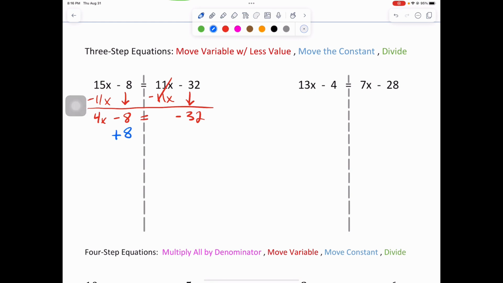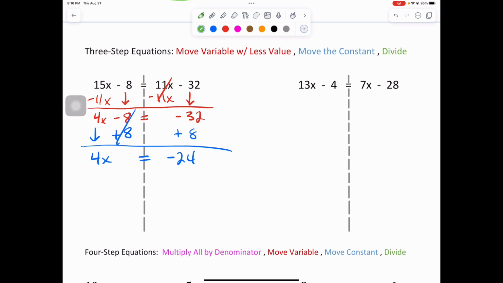To do so, we will add 8 to both sides. Great job. Bring down your 4x. Negative 8 plus 8, get rid of it. Bring down your equals. Negative 32 plus 8 is negative 24.